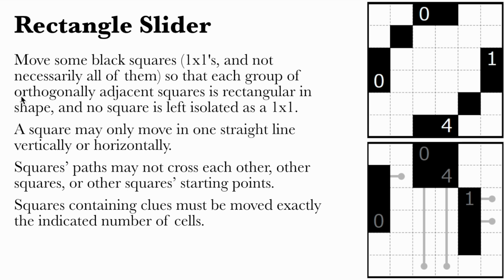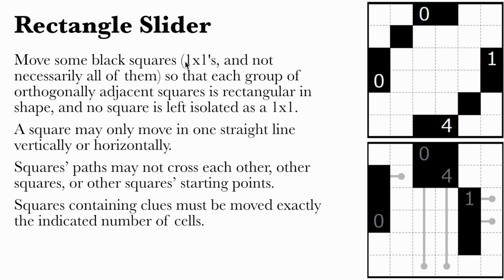First, we need to define orthogonally. Once again, orthogonally adjacent means sharing an edge in this context. So these two squares here or these two squares here are orthogonally adjacent. Diagonally is not orthogonally adjacent.